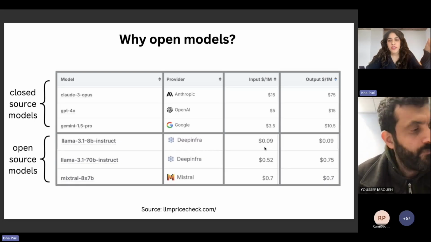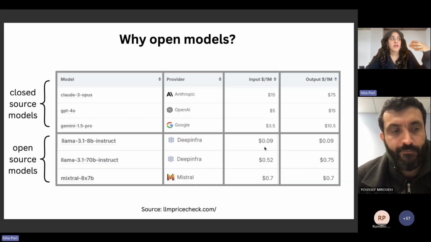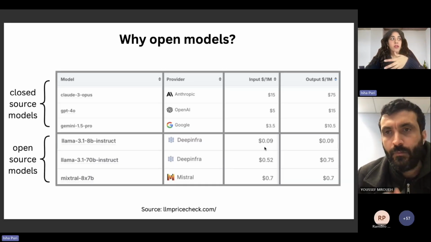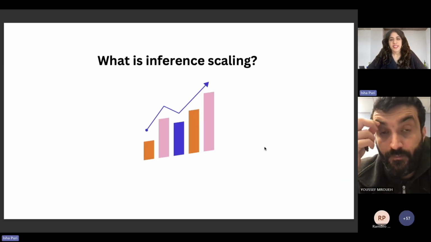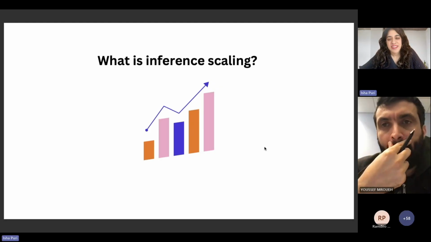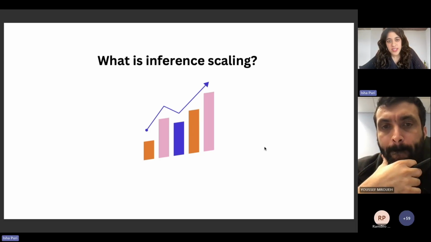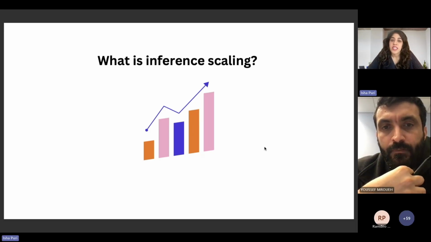Also, in terms of energy usage, smaller language models can be hosted on a handful of GPUs, while closed source models really take a larger number. So now that we've covered the emphasis on why open models are important, now let's talk about what inference scaling actually is.